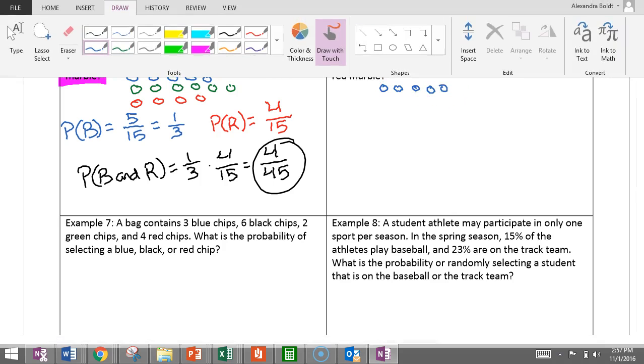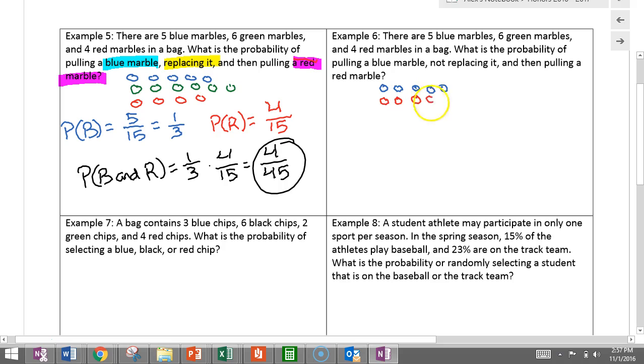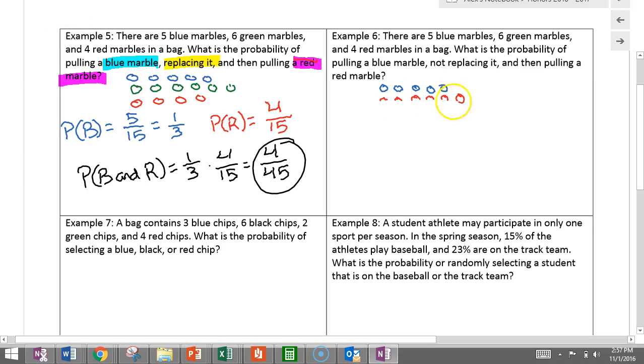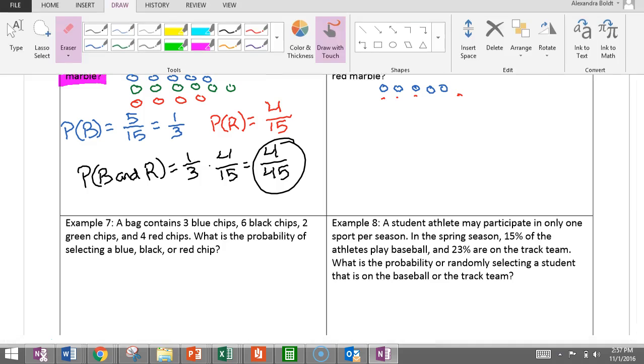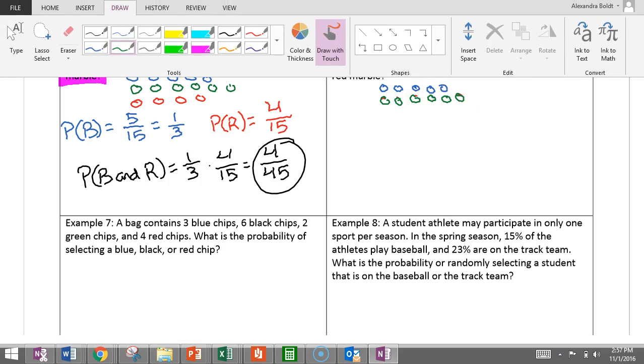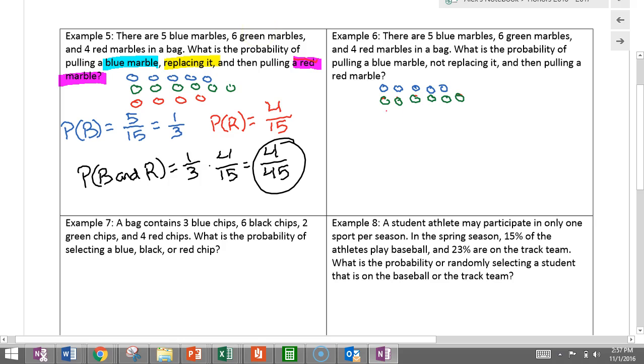5 red marbles. 1, 2, 3, 4, 5, 6 blue marbles. What did I do? That was supposed to be green. We'll erase all those red marbles. 6 green marbles. And then 4 red marbles. So now this problem says, what is the probability of pulling a blue marble, not replacing it, and then pulling a red marble?